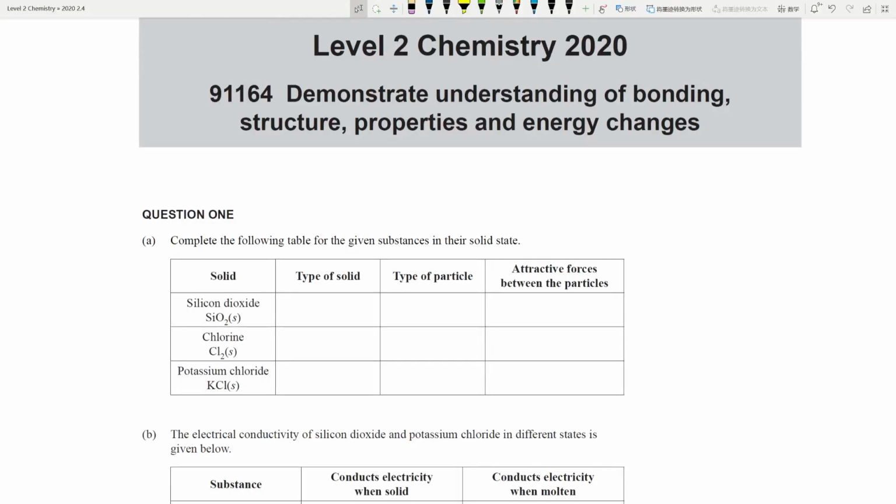We are going to look at the 2020 examinations on the Achievement Standard 91164, which is the structure and bonding standard.